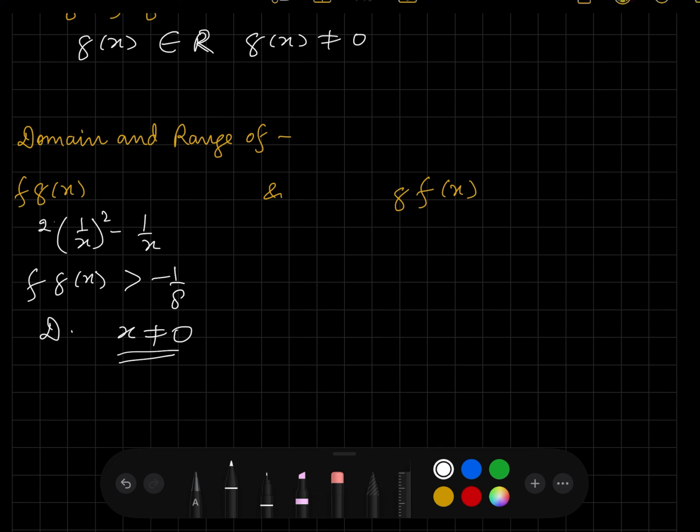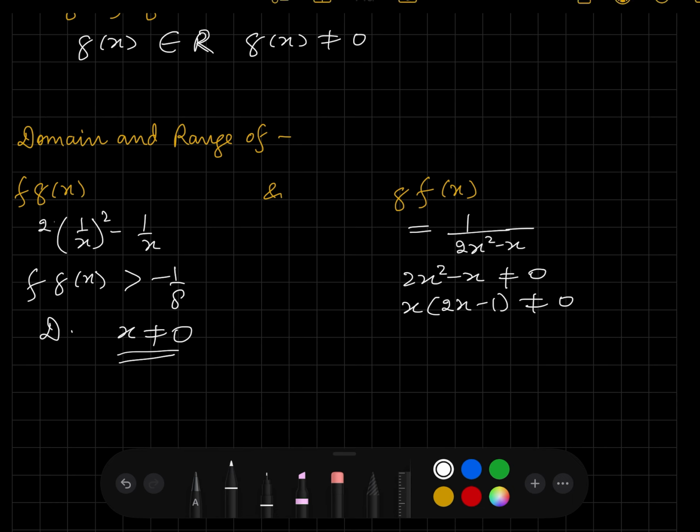Clear? Now, coming to g of f(x). Our g(x) is 1 by x, so g of f(x) is 1 over 2x squared minus x, right? Now again, what would the domain be? To find the domain, we need 2x squared minus x not equal to 0. Taking x common, we get x times 2x minus 1 not equal to 0.